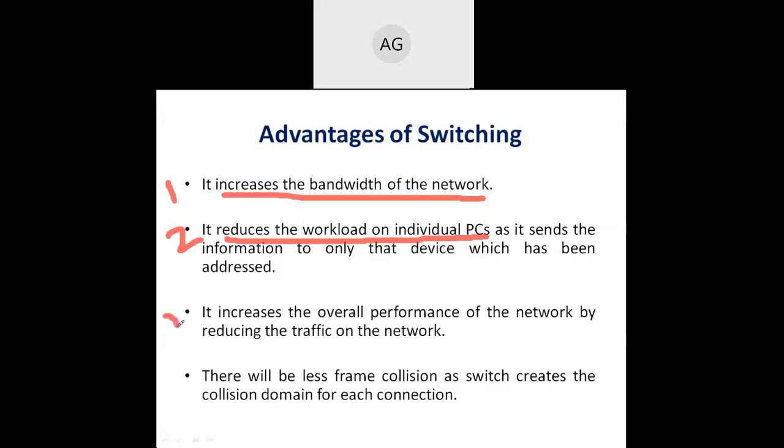The third advantage is it increases the overall performance of the network by reducing the traffic on the network. So the overall performance is improved with the use of switching. The fourth advantage is there will be less frame collision, as a switch creates collision domains for each connection. As we discussed in the previous slides, it reduces the collision. So these are the important advantages of switching. Now moving to the next slide.